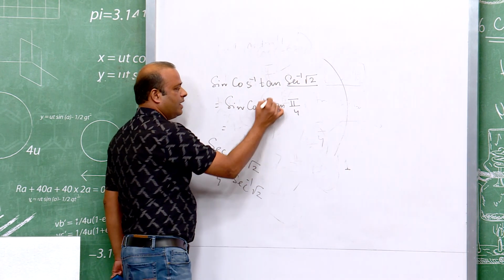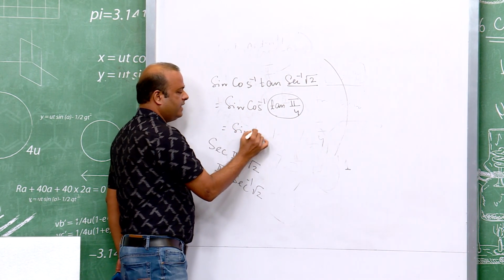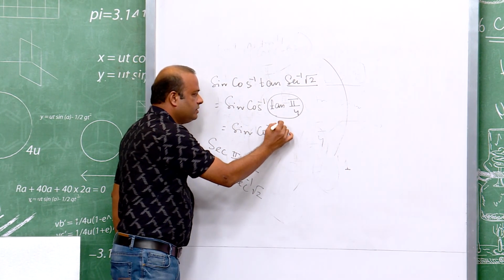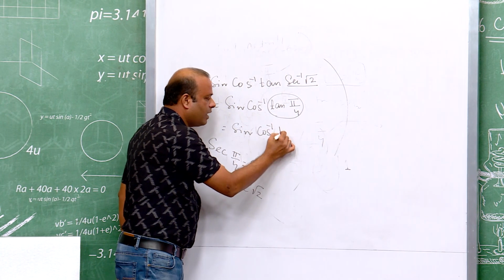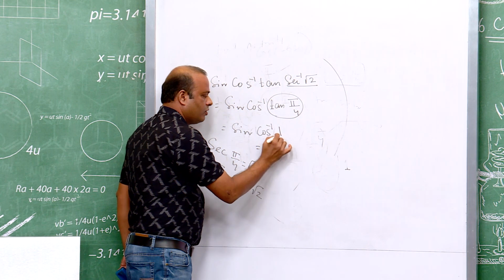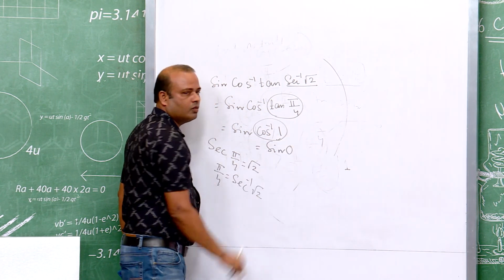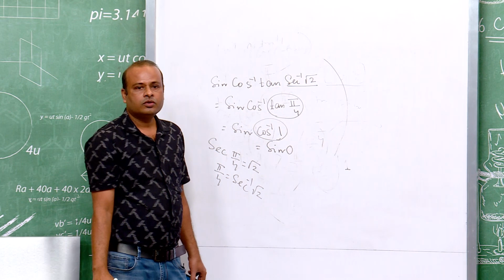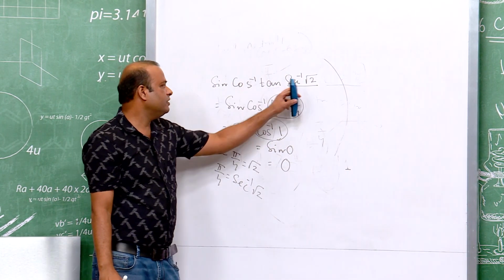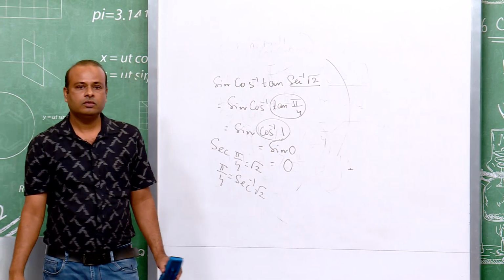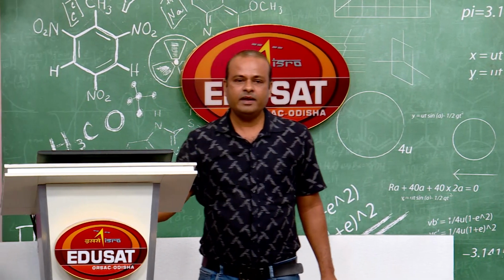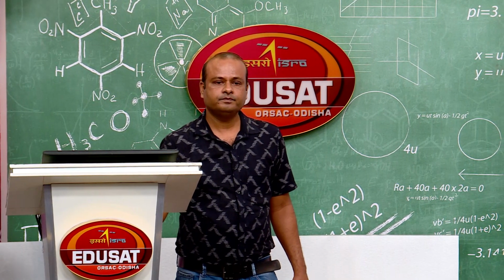Now evaluate this one: sin cos inverse tan pi by 4, where tan pi by 4 is 1. Then sin cos inverse 1 is 0. So the answer is 0, the value of this expression is 0. You can see this type of problem in different books.